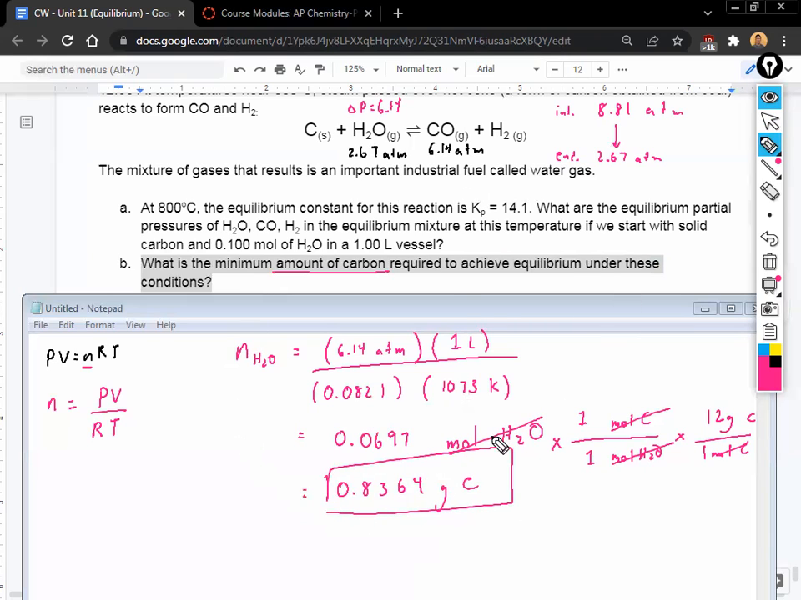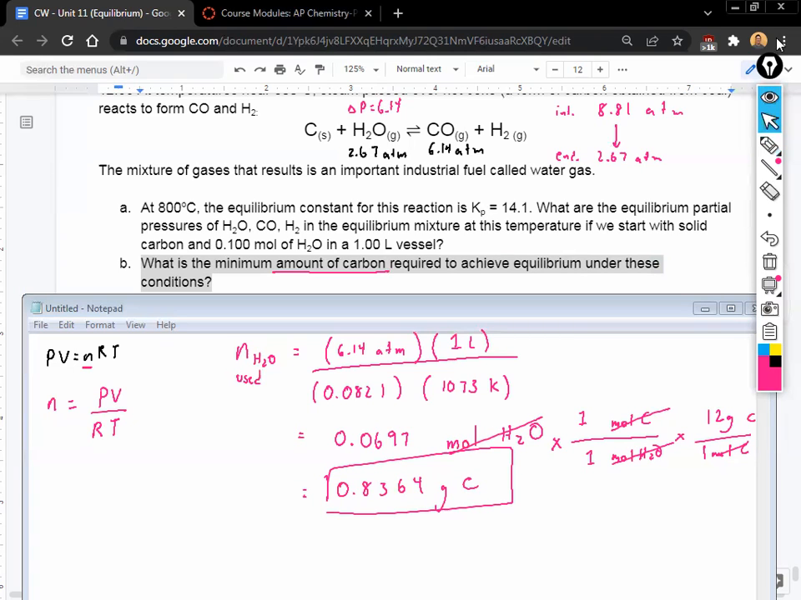So just to recap what happened, we used the ideal gas law to find out how many moles of H2O were used. Okay, we used 6.14. Our final is 2.67, but the amount that we used was 6.14. We plug that into the ideal gas law, and then once we get our moles of H2O, we can use stoichiometry and molar mass to convert to the grams of carbon. Okay, make sense?